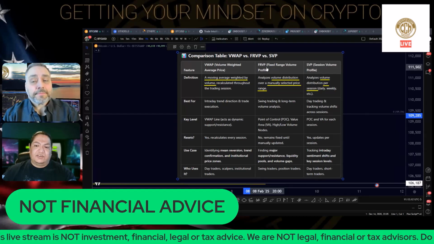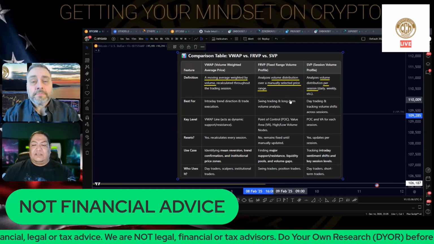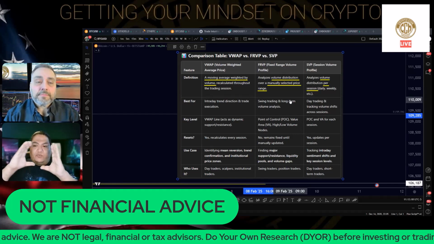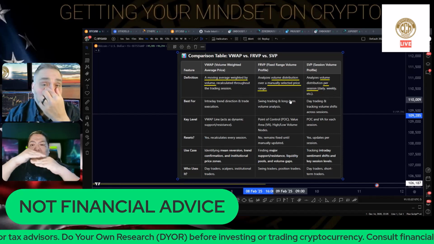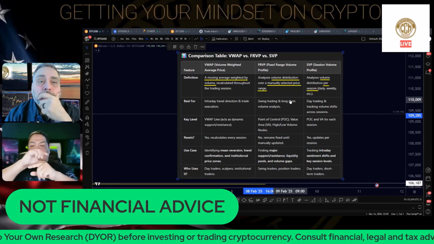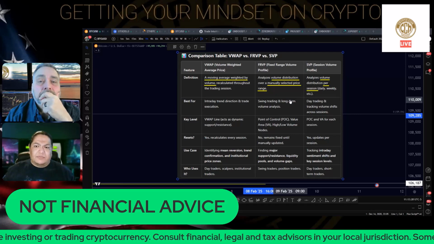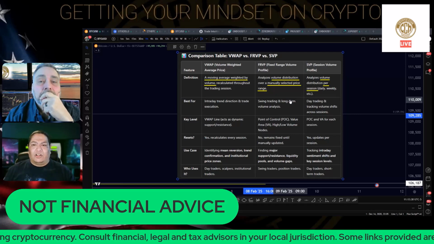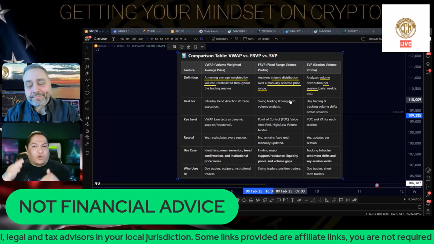I also have this here, the fixed range volume profile. This gives you the volume based off of wherever you're looking at, and you adjust it. So the red line, that's the point of control, and that's where the majority of the volume happened. What's volume? We keep on saying volume. Volume is the amount of sells and buys. This is really important.